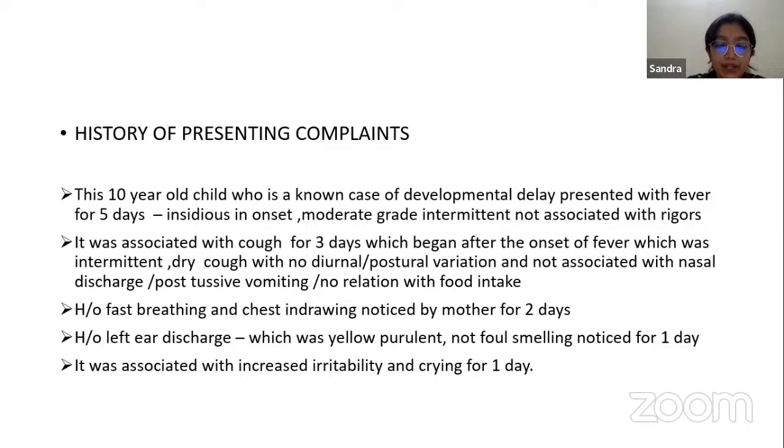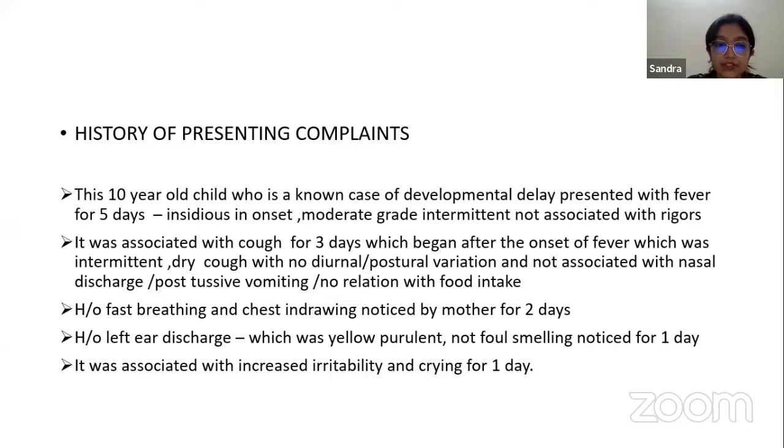This 10-year-old child, who was a known case of developmental delay, presented with fever for 5 days, which was insidious in onset, moderate grade, intermittent, not associated with rigors. It was associated with cough for 3 days, which began after the onset of fever, which was an intermittent dry cough with no diurnal or postural variation, and not associated with nasal discharge or post-tussive vomiting, and no relation with food intake.